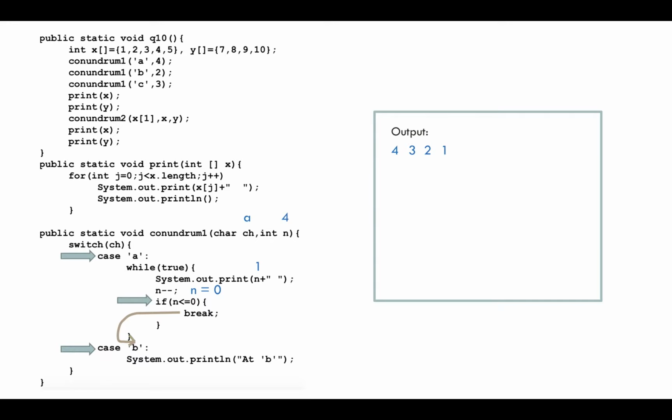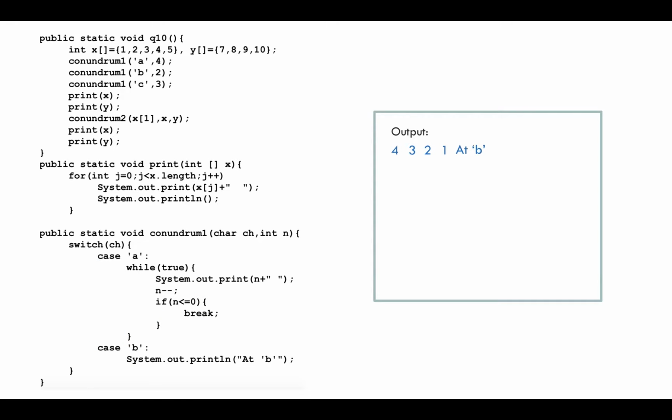Since we print the value of n on the same line without starting a new line, the output is going to print on the same line 4, 3, 2, 1, and then it starts a new line. It now reaches the end of the switch statement, so it will leave the switch statement and go back to the main method.